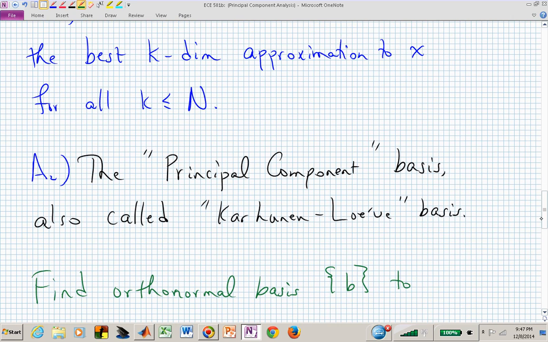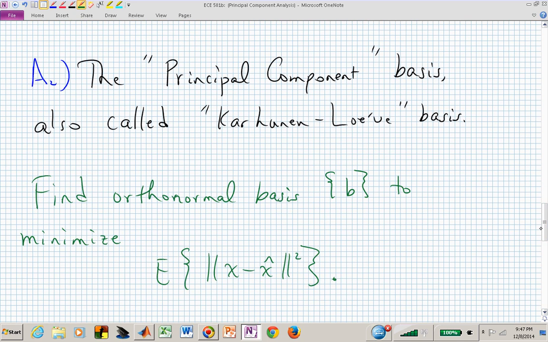And the answer is the principal component basis, also called the Karhunen-Loève basis. What that consists of is finding an orthonormal basis B that allows us to minimize the distance between x and its smaller list approximation, x hat. By that I mean the following.